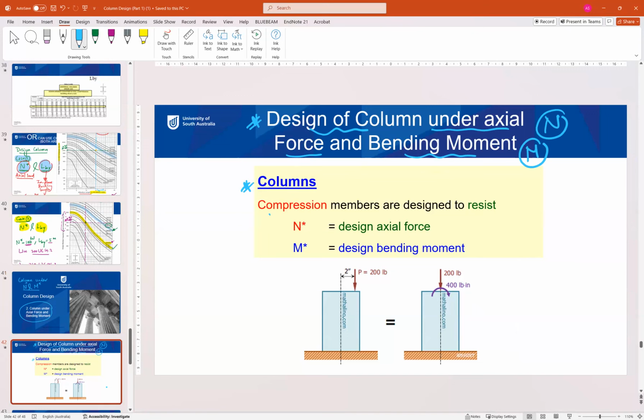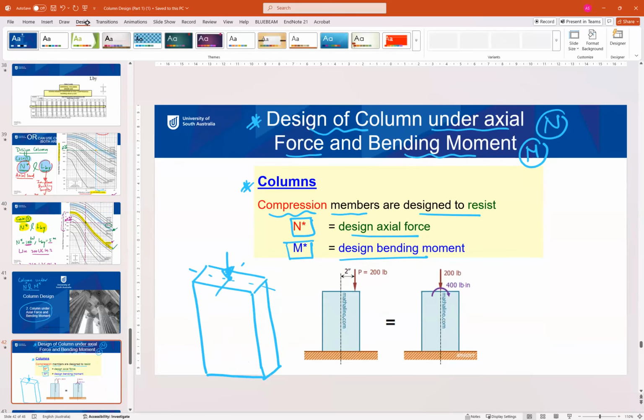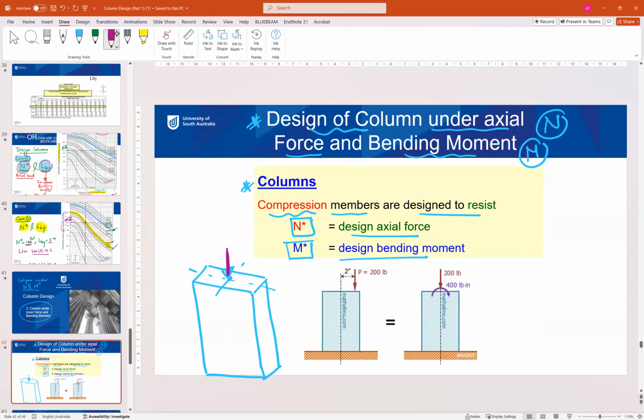So in this case, the column or the compression member is designed to resist N*, the design axial force, and M*, the design moment. One of the cases where the moment comes from is when you have a column under normal force. If the normal force acts exactly at the centroid, or the CG here, we have only N. The moment will be 0.